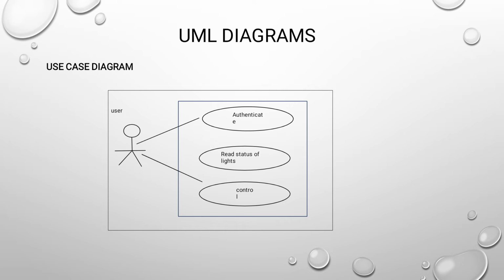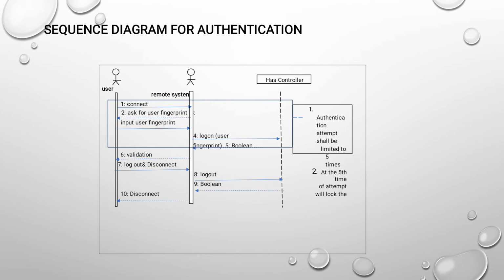The above use case diagram represents user possibilities such as authentication, reading of lights, and control. Sequence diagram for authentication. In order to authenticate, the user first needs to connect to the remote system. Then the remote system asks the user for their fingerprint. The user inputs the fingerprint. The remote system validates it using the controller validation. If it is an authenticated user, it logs in, or else it logs out and disconnects.